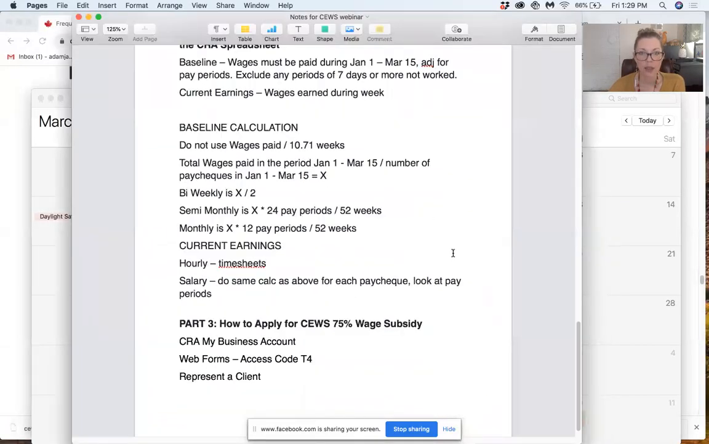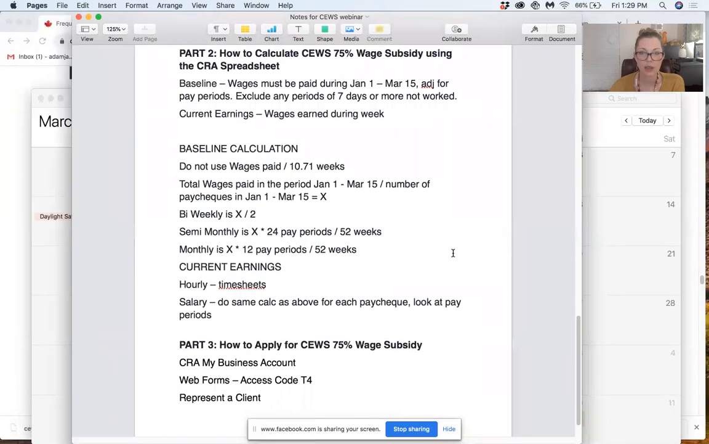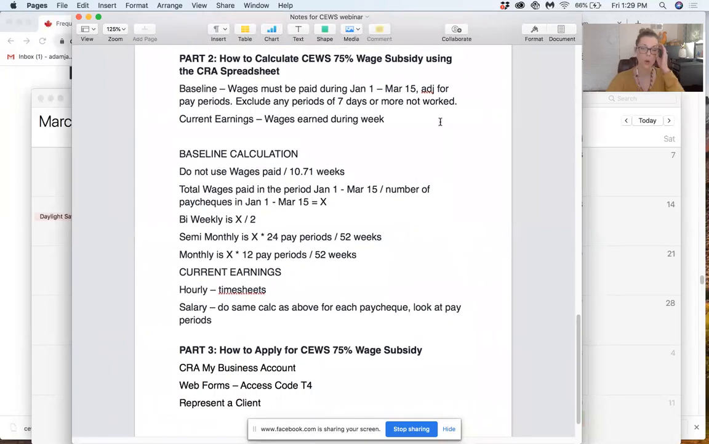So if you've gotten a little bit lost, let me just recap for you so far. What we are trying to do here is we're going to fill in the CRA wage subsidy sheet that they've provided for us. And for each employee, we need to calculate 2 different things. We need to find out their baseline weekly remuneration, which is just earnings, wages, payroll, whatever you want to call it. And then we need to have their current earnings. There's a few stipulations, which is that the baseline has to actually be paid during January 1st to March 15th.